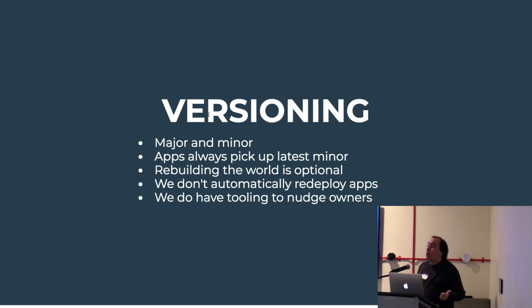So we can rebuild the world. We have it set up so that if I make a change, let's say to our style guide, and I want to rebuild everything, I can do that. It will detect everything that depends on it, but it's completely optional. And the deploy itself is not automatic. We rely on the individual team to decide that things are okay, and when they're ready, they can deploy.